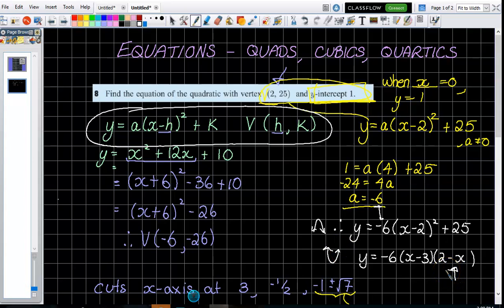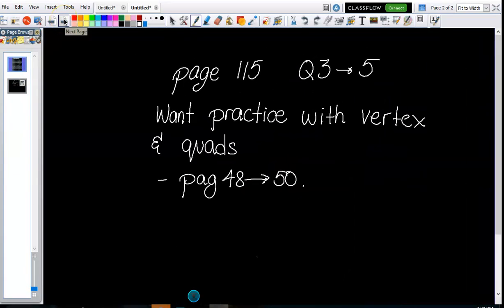So be careful. If you want more practice, we are doing page 115, questions 3 to 5. And if you want more practice with the quads, then it's that page.